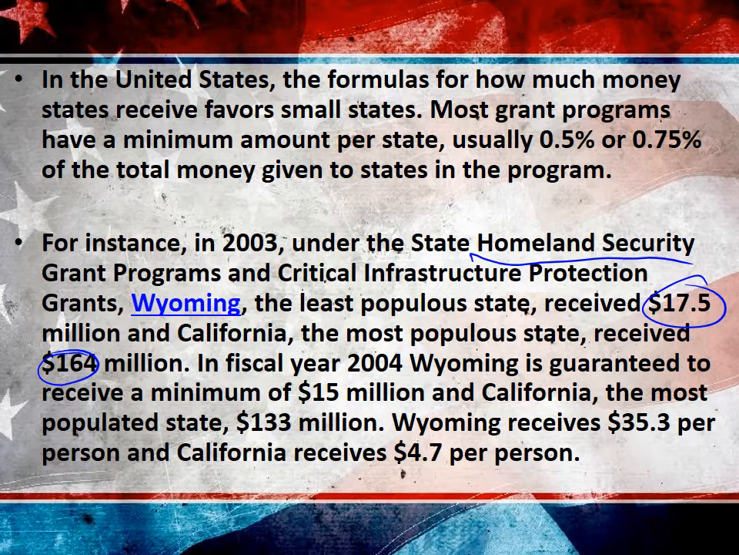But if you compare that per head, per person, Wyoming got $35 per person. California got $4.7 per person. So that's not really fair when you analyze dollars being spent.